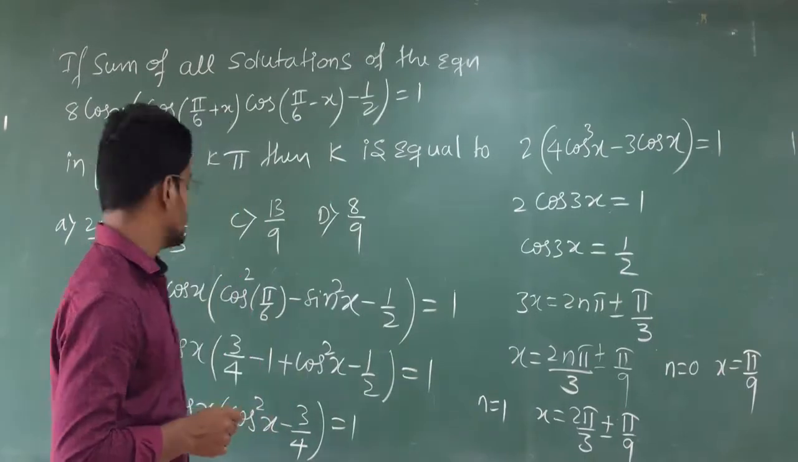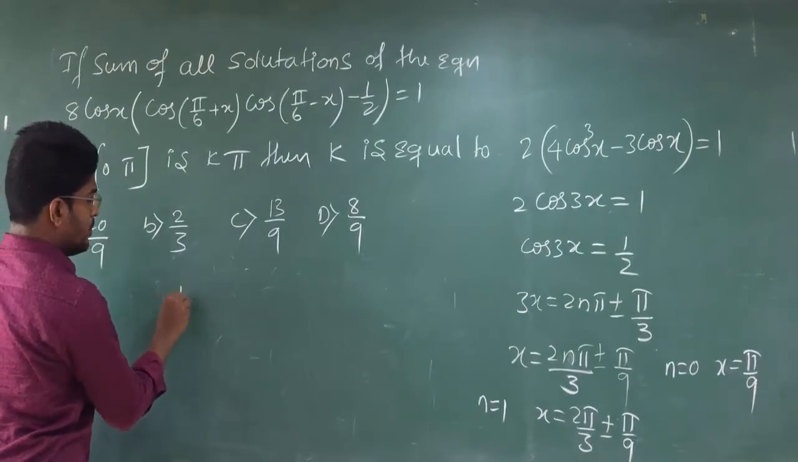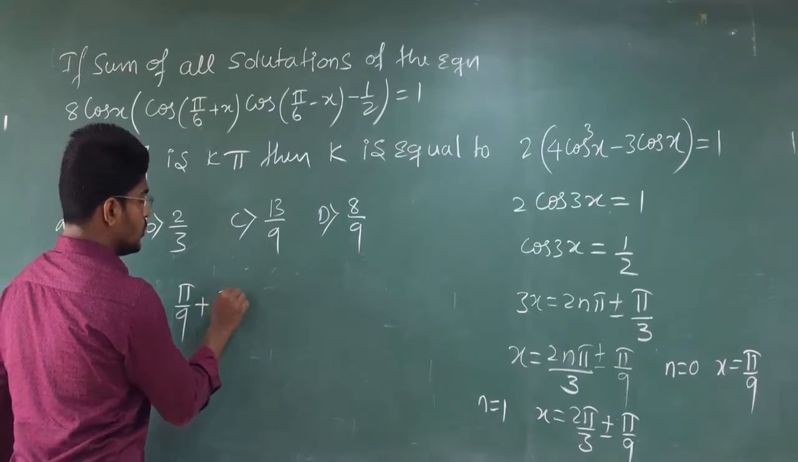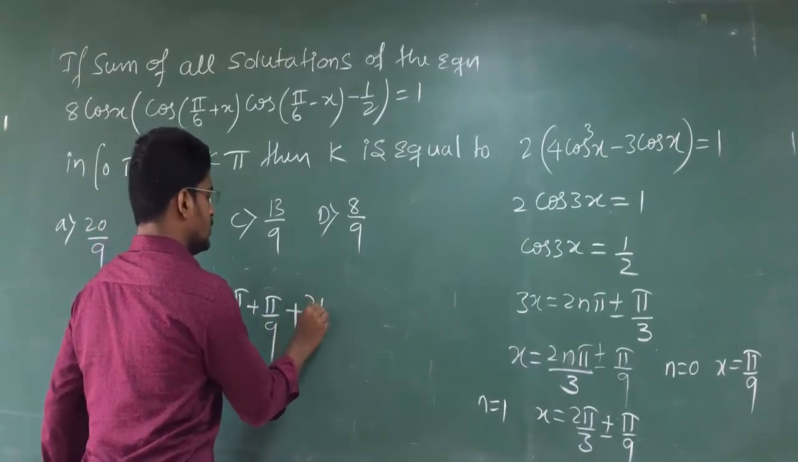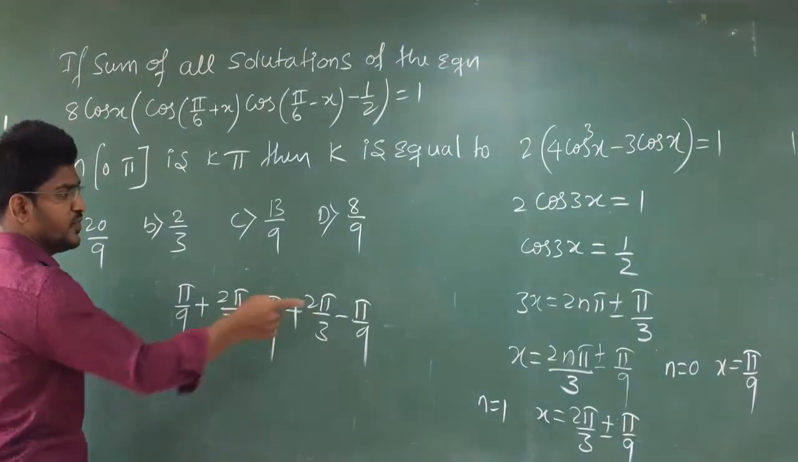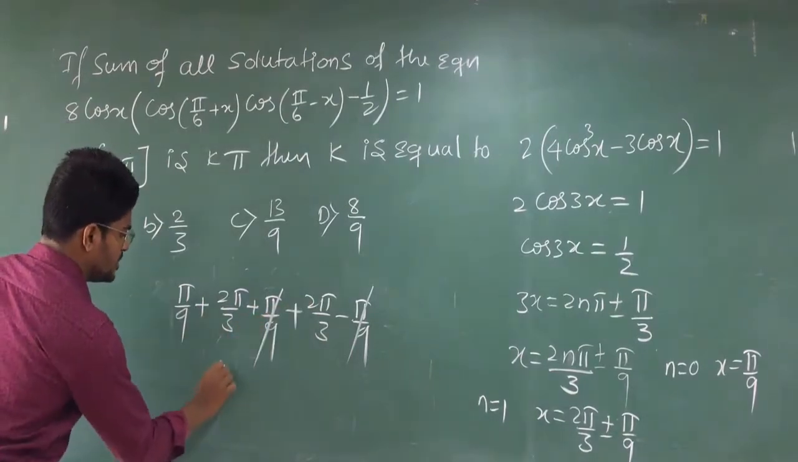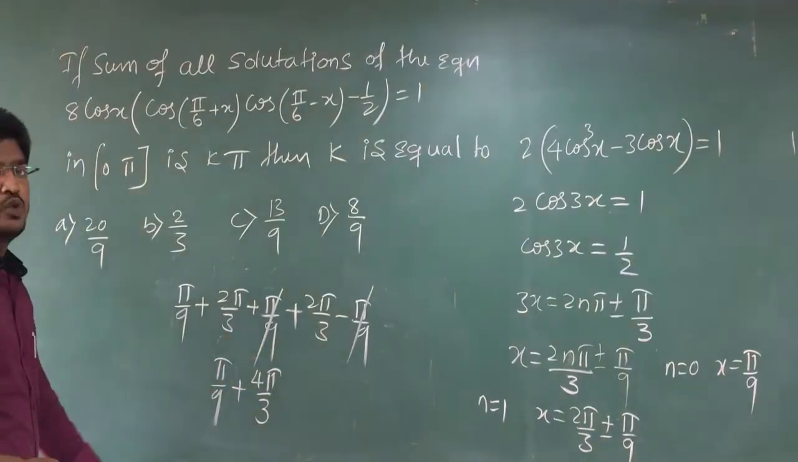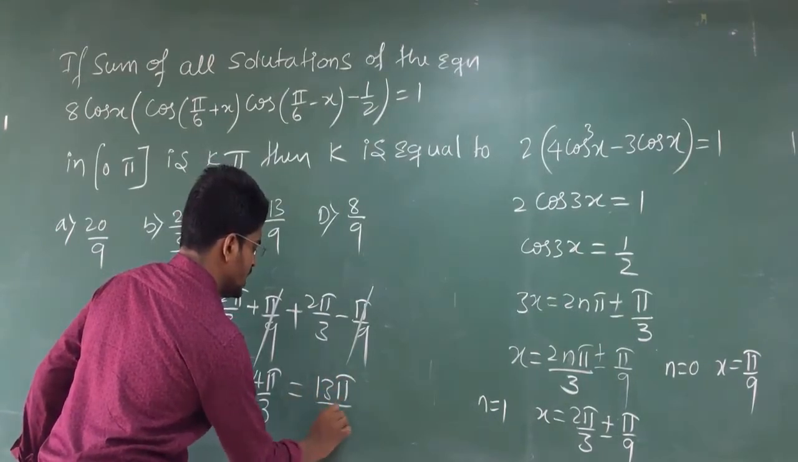To find the value of k, see here. First one, π/9 whenever n equal to 0, plus 2π/3 plus π/9, plus 2π/3 minus π/9. I am making the sum of all those values. So plus π/9 minus π/9 will be cancelled. This will be π/9 plus 4π/3. So the LCM will be 9. Here it will be 12, 12 plus 1 will be 13π/9.